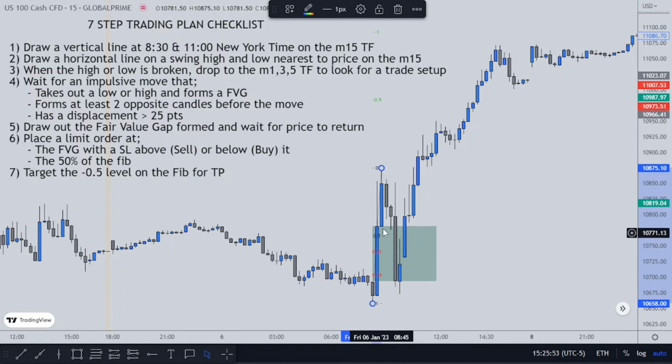So no matter where you place your entry, if you are placing your entry at the fair value gap or at the 50% of the range of the Fibonacci, we are going to place our take profit at the negative 0.5 level of the fib. So with that said, let's get into the charts now and start doing our backtesting.